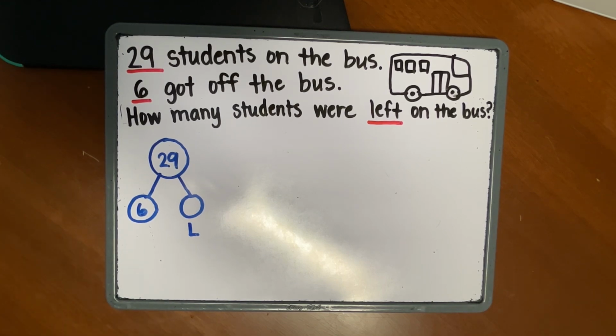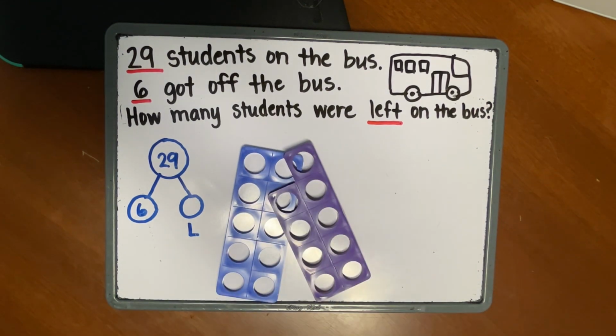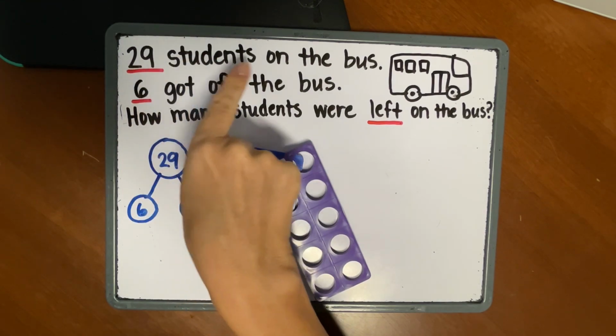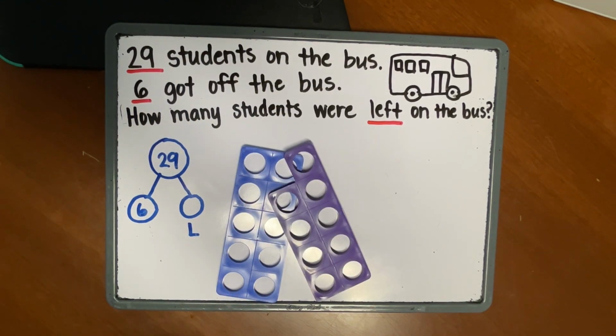Let's start with our Numicon. Get your Numicon tools out and see if you can build this problem. If you're having a hard time where to start, think about, I know at first there were 29 students on the bus. Start there and think through the problem and build it using Numicon. Pause the video now and give it a go.